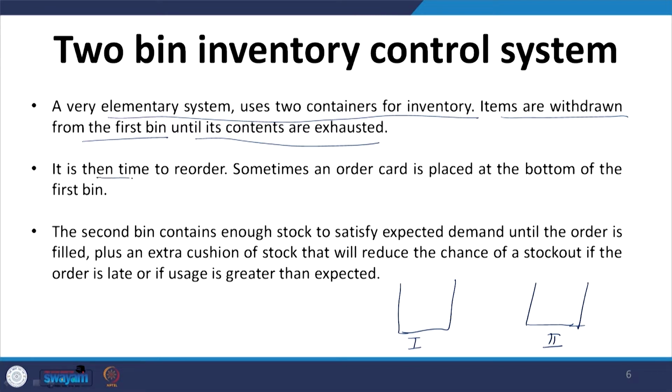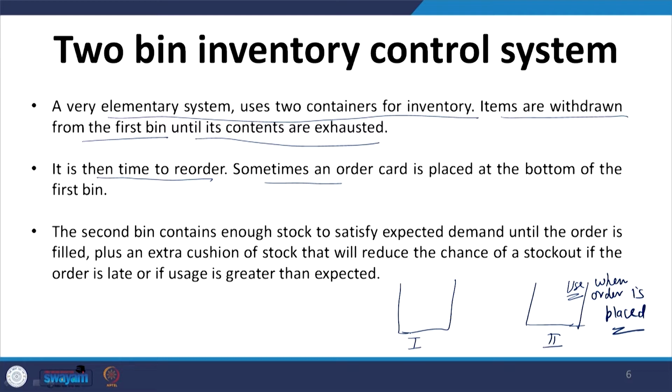Then it is the time to reorder. When this first bin is completely empty, it is the time to reorder. You have to place a new order, and during this period when you are going to receive supply, you start using the second bin. So, before placing the order you are using the first bin. Once the first bin is over, then you have started using the second bin and you have also placed the order.